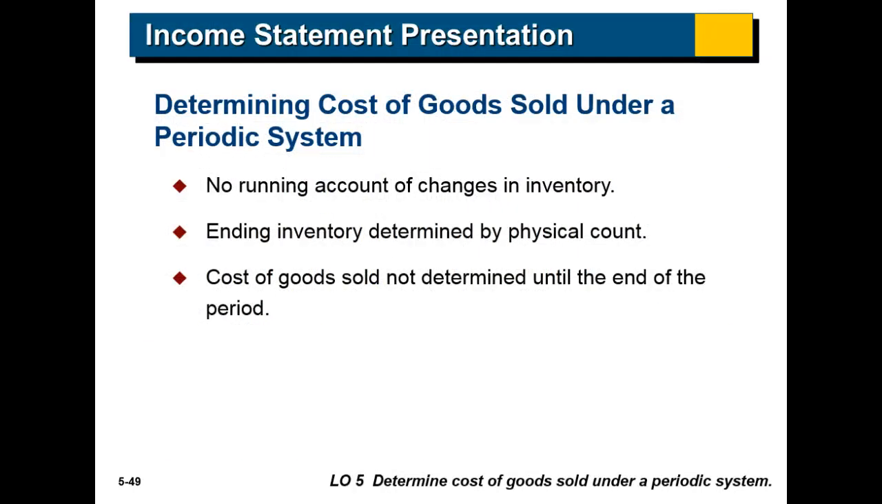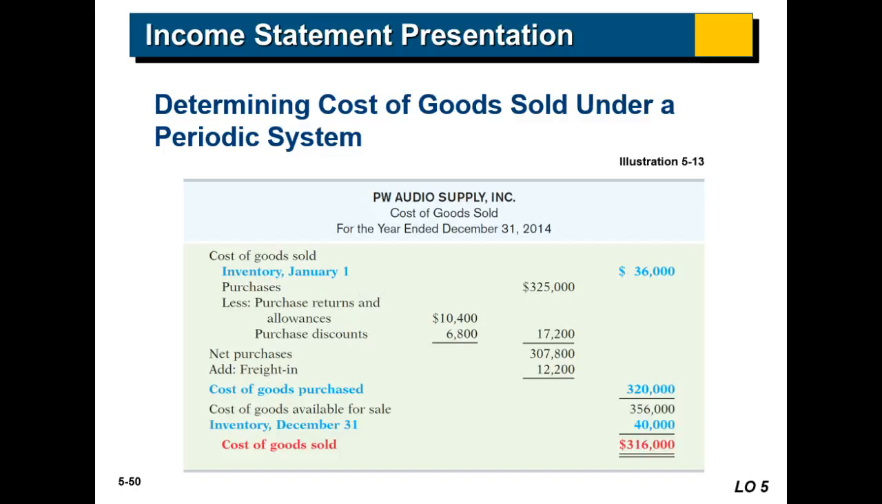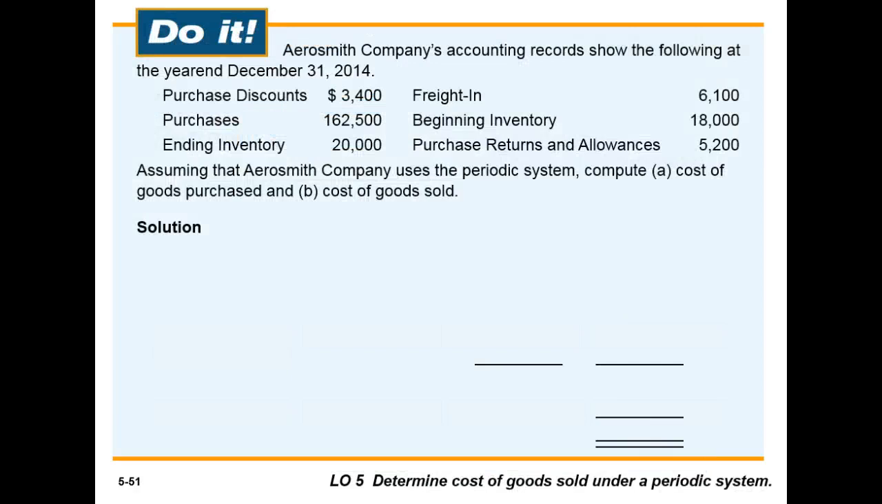Determining the cost of goods sold under a periodic system. Basically, when we're dealing with a periodic system, we are going to count our ending inventory, therefore we're going to plug in our cost of goods sold. So let's look at this example. Aerosmith Company's accounting records show the following at the year end. We've got purchase discounts, purchases, ending inventory, freight in, beginning inventory. Assume Aerosmith uses the periodic system, compute the cost of goods purchased and the cost of goods sold.